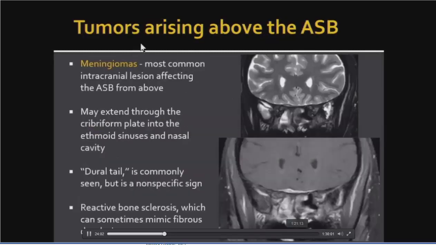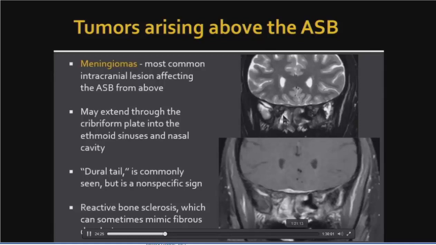When you move to tumors arising above the level of the anterior skull base, the typical one we will encounter is a meningioma, which can sit right on top of the planum sphenoidale. It's easier to appreciate once you give contrast. It might be very subtle on T2-weighted images like this. It is rare, but sometimes these tumors can extend through the cribriform plate downwards, just like tumors in the nasal cavity can go upwards. But it is a rare finding.